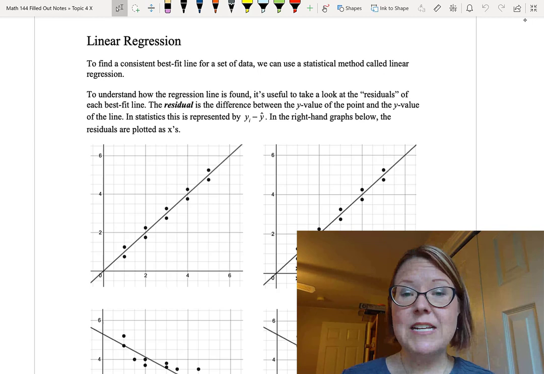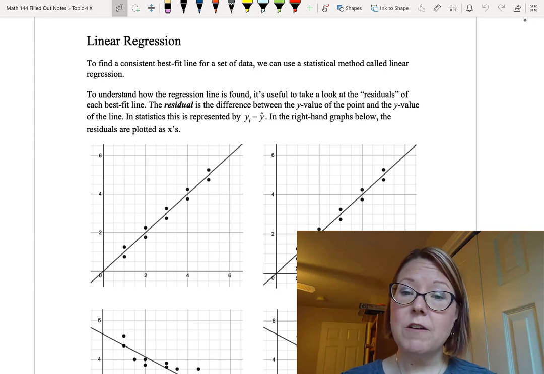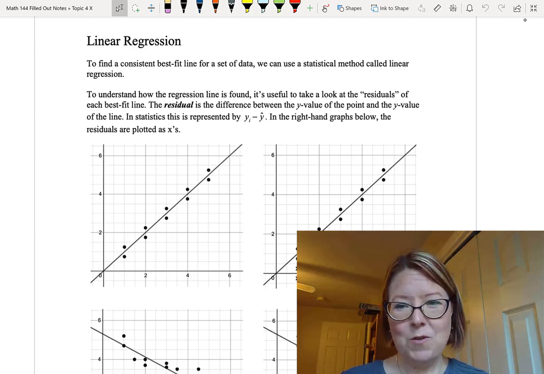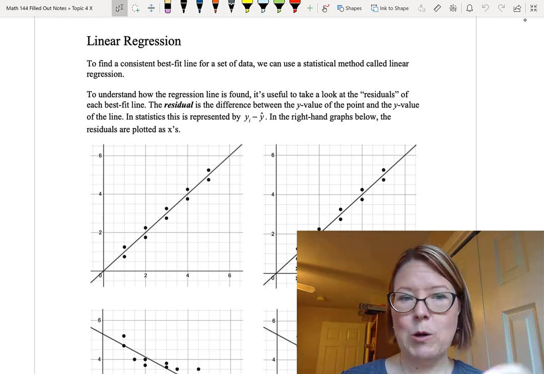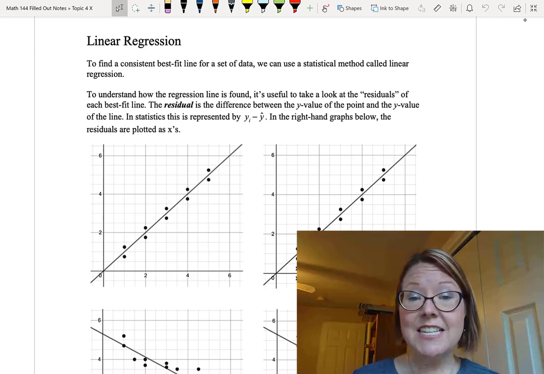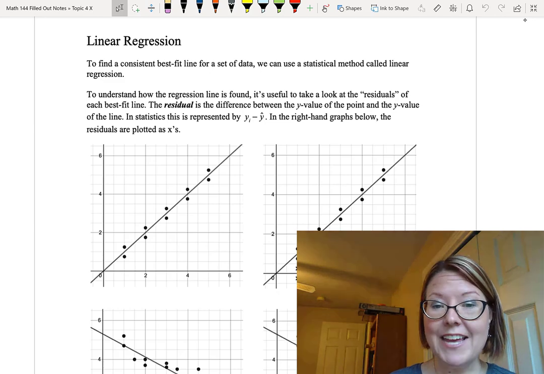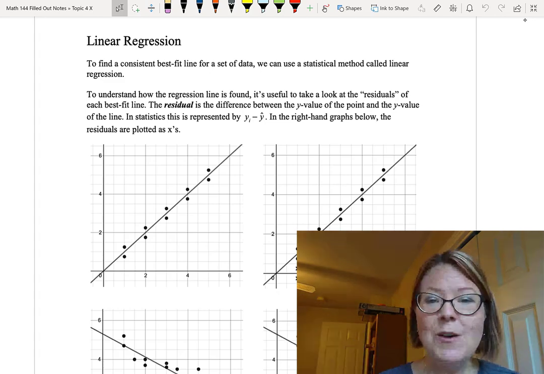A residual is the difference between the y value of the data point and the y value of the line. These are typically small quantities. In statistics, this is represented by y sub i, or the ith y value, minus y hat, which is the y value of the line.